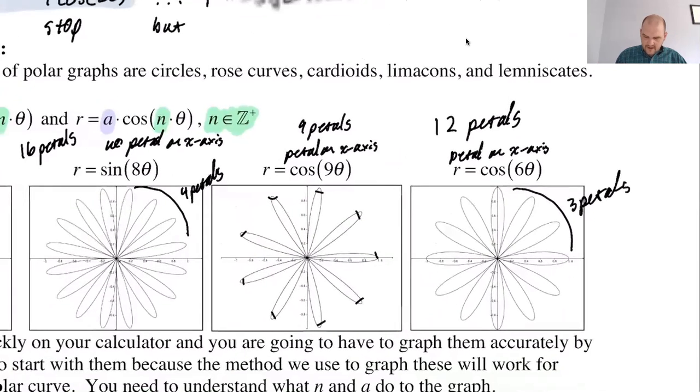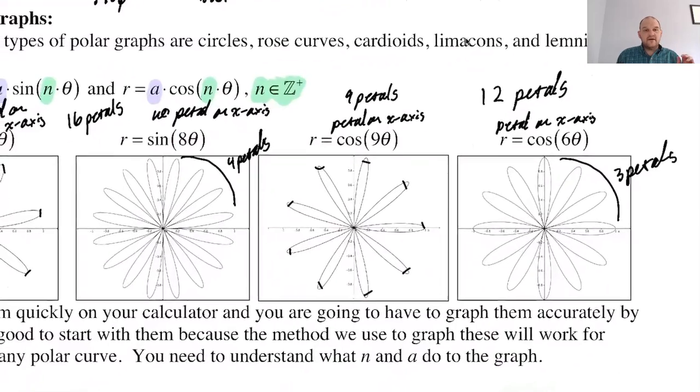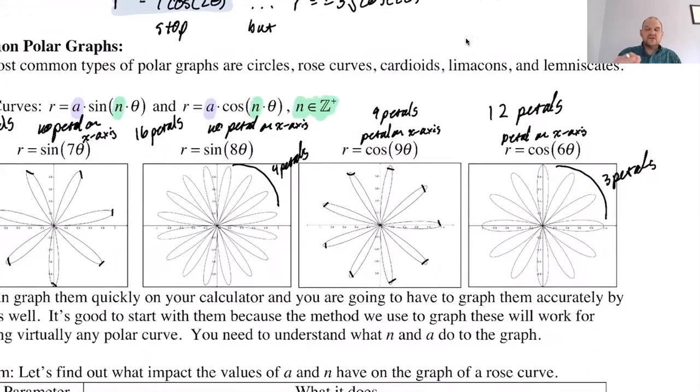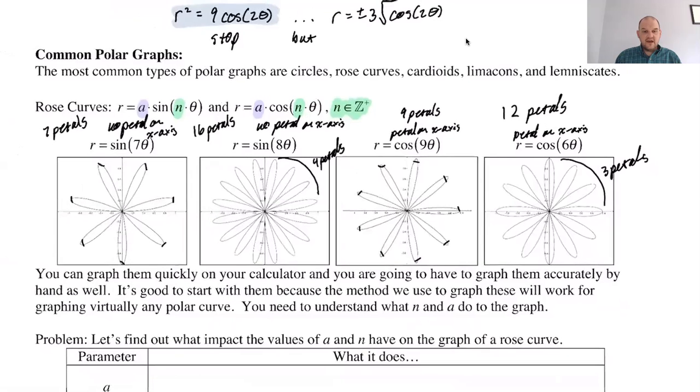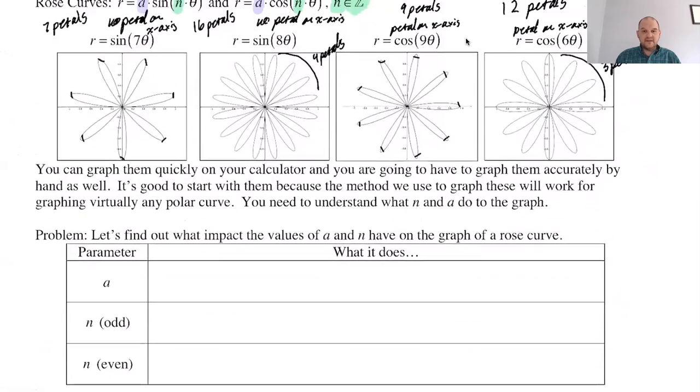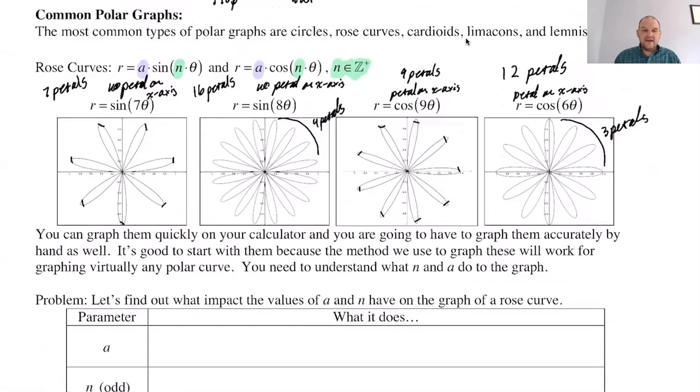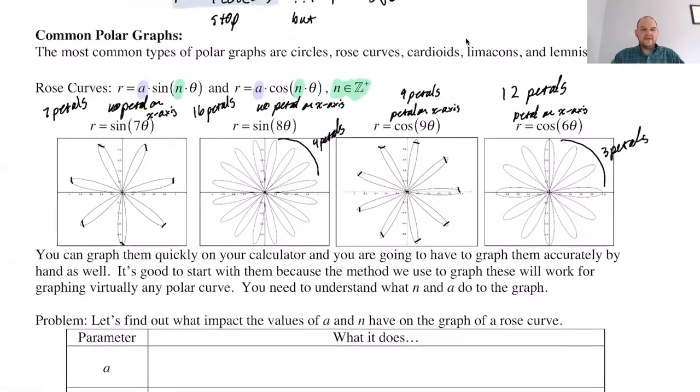Okay, so it looks like we're able to generalize a couple of things here. If there's a petal on the x-axis, it's cosine. If n, the coefficient of theta, is odd, you get n petals. If n is even, it looks like you get 2n petals. So these seem to be things that are just happening. We didn't investigate A. I'm going to go to Desmos, I think.